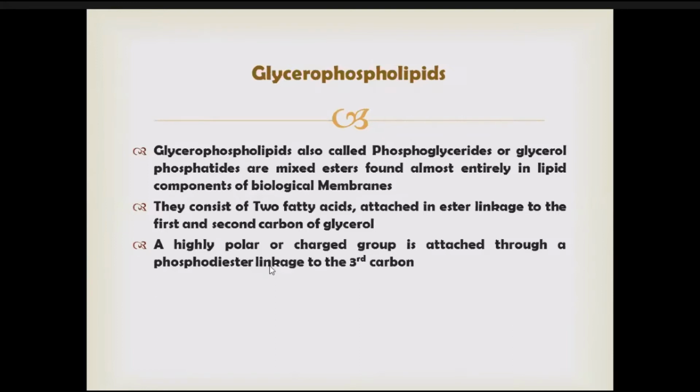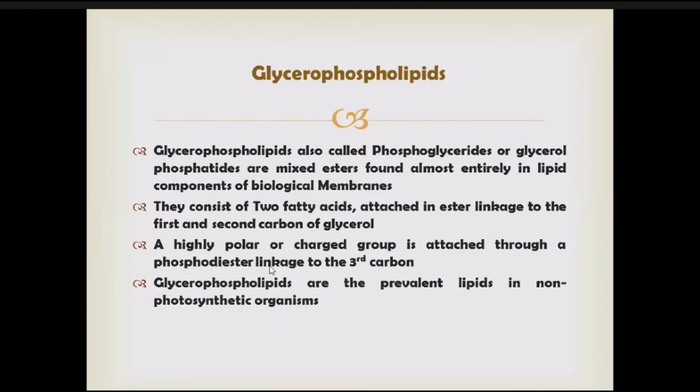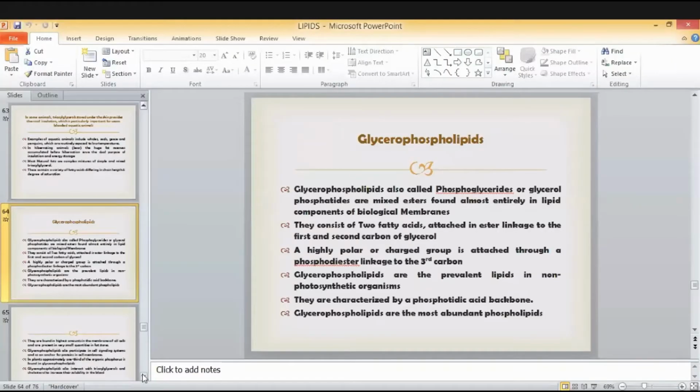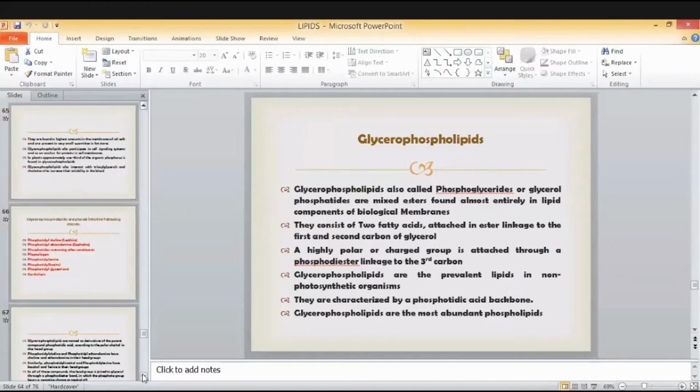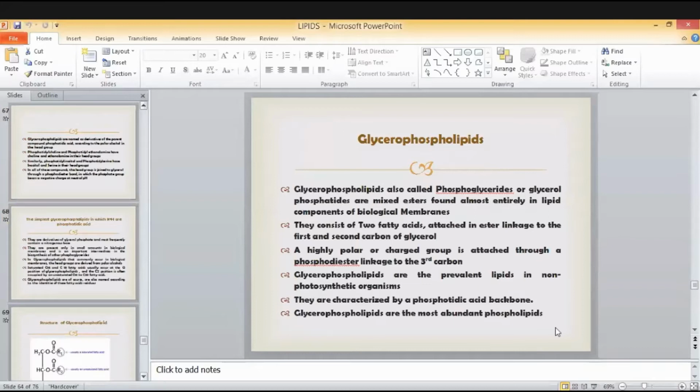तो बेसिकली ग्लिसरॉल जो है उसकी तीन कार्बन एटम्स हैं। उसमें दो के साथ जो है वो फैटी एसिड अटैच होंगे और जो थर्ड कार्बन है उसमें there will be a polar or charged group that will be attached, and it will be attached through a phosphodiester linkage. Before we move on towards the details, let me show you the structure.